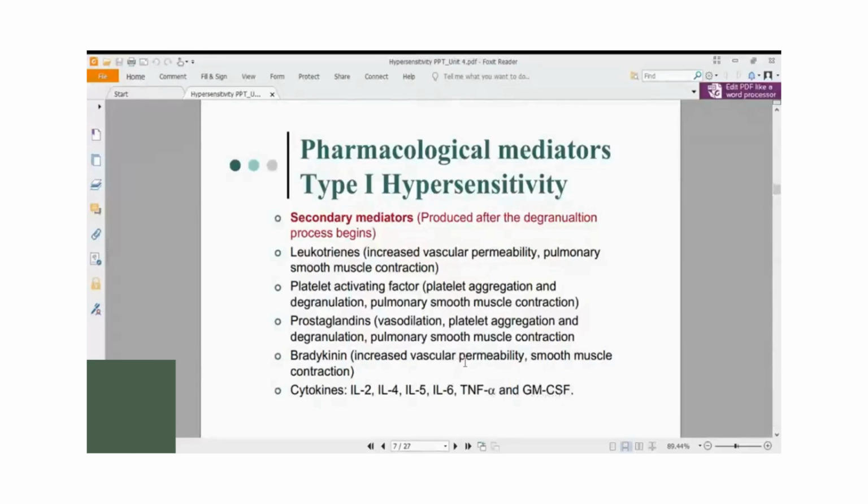Now you know that this reaction, which is an adverse reaction, results in a blown up, overwhelming immune response. Further, some photographic, pictorial presentation of type 1 hypersensitivity, I will discuss and show to you in my next class.